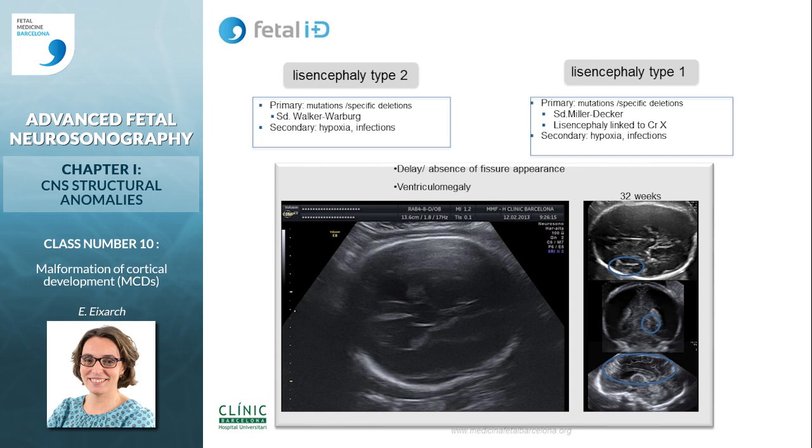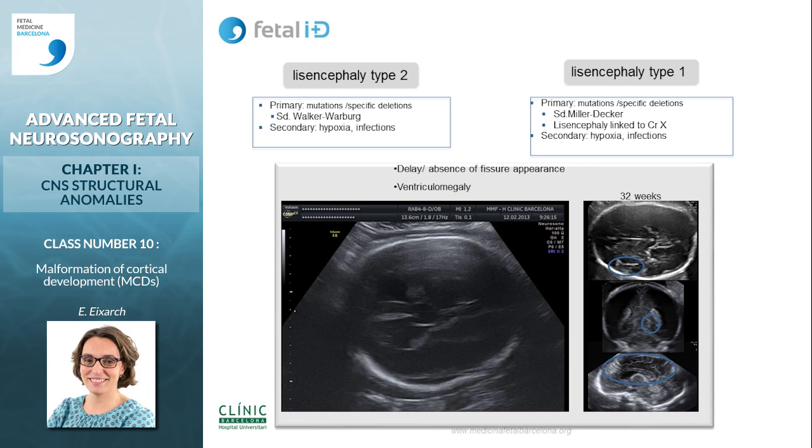The guide sign will be ventriculomegaly, which will be accompanied by a delay or absence in the appearance of fissures, as you can see in this video. Here we can see the Sylvian fissure in a 32-week fetus, which is immature for the gestational age.